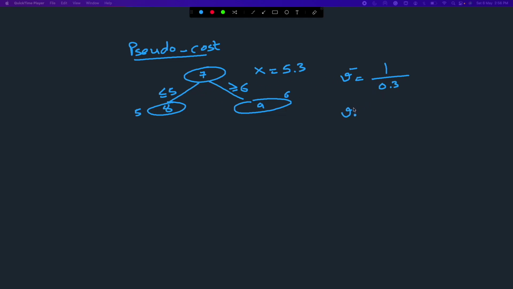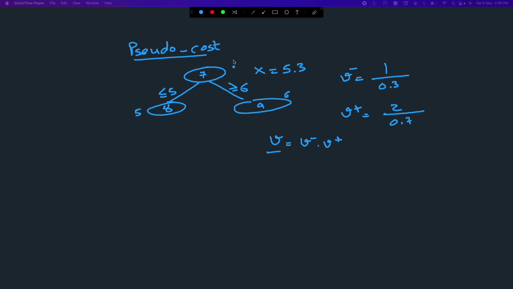Similarly for the right branch I can calculate this value, which is 9 minus 7, which is 2, divided by 6 minus 5.3, which is 0.7. So these parts are always positive. We are measuring the absolute change in the value. Basically, these are my pseudocosts for this direction and this direction, and I can combine them by the product rule, so we can just say v minus times v plus. So this is my final pseudocost.